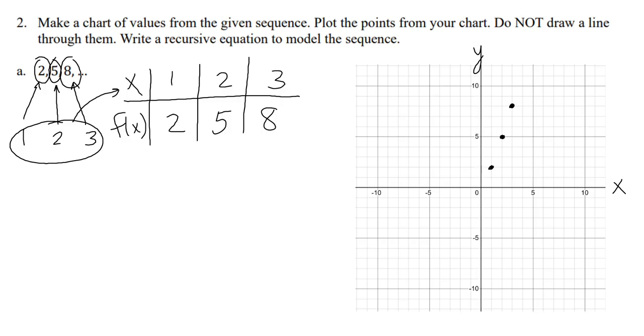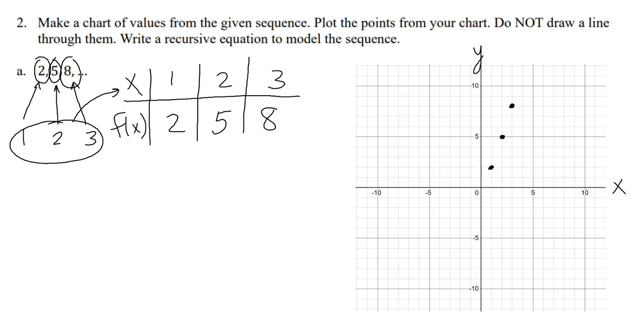Now this time, since we've just got a bunch of sequence values, there's nothing in between them. There's nothing for, like, when x is 1.5. So we're just going to leave just those 3 points plotted, and that's a good enough graph for this sequence.